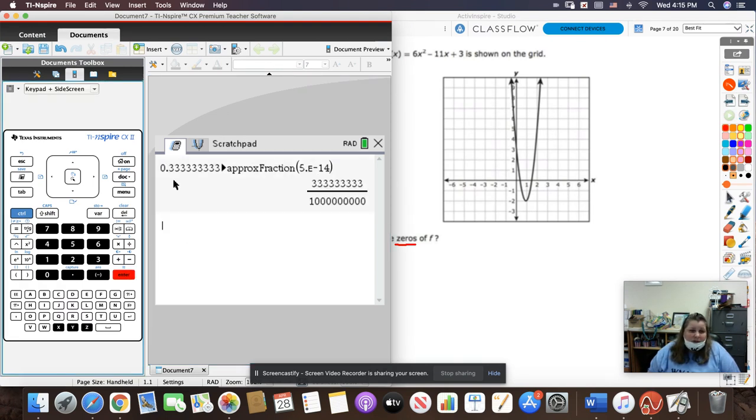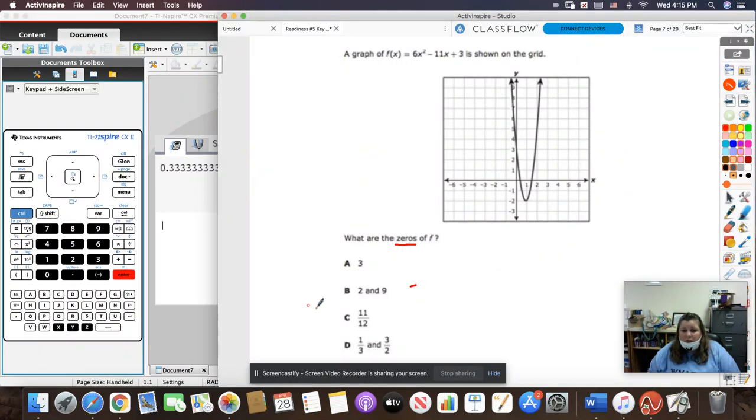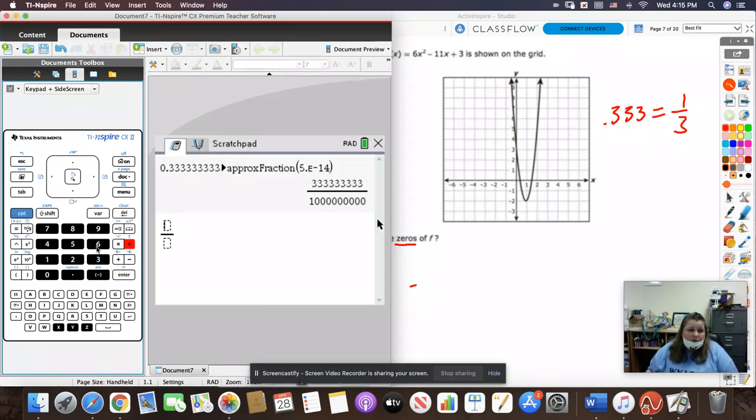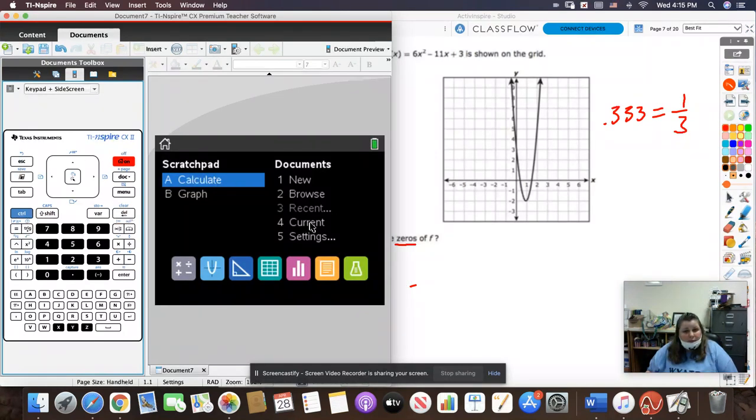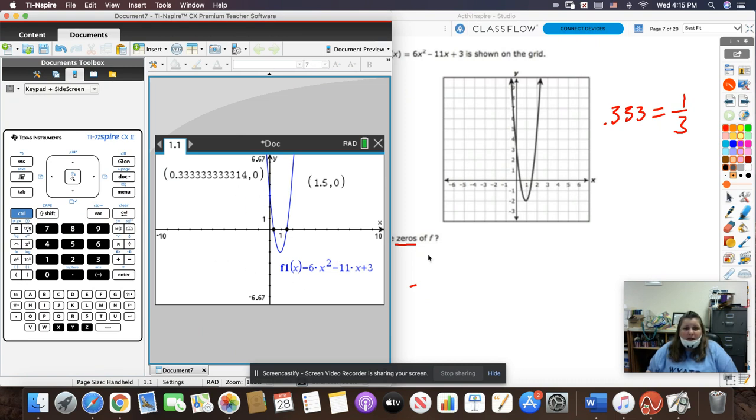And it didn't work that time because this is a repeated decimal. Well, you can use your answer choices too, but you can just memorize this: 0.3333 equals 1/3. Now you could just go to calculate and type 1/3. Remember, you have to put the decimal point, click enter, and it also matches 0.33. Now to get back to my graph, I hit home, number 4, and that gives me back the graph.